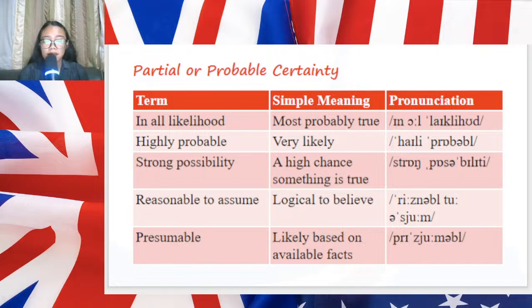We're familiar with that. It's light and soft, and it ends with bo, which we are also very familiar with, light and brief. All in all, we combine them together. We get presumable. Again, presumable. So the terms, for partial or probable certainty, are in all likelihood, highly probable, strong possibility, reasonable to assume, and presumable. So that's the second set of words.